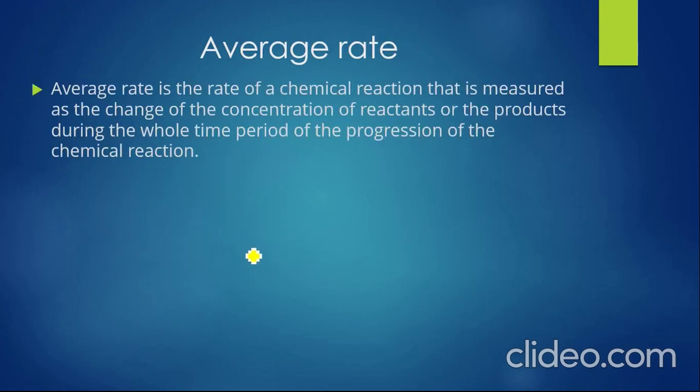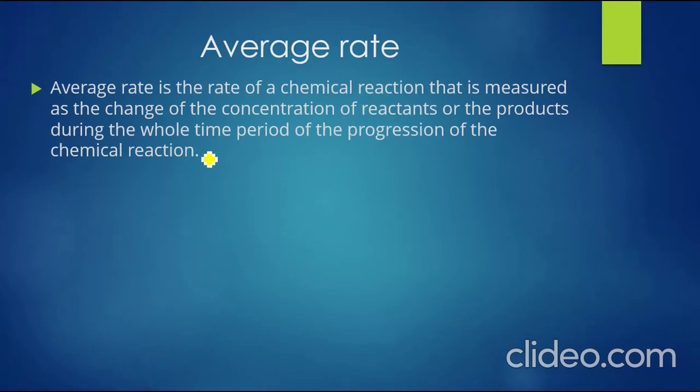So what's an average rate? The average rate is the rate of a chemical reaction that is measured as the change of the concentration of reactants or the products during the whole time period of the progression of the chemical reaction. So this one involves measuring the change of the concentration of reactants and products during the whole time period, meaning where it's starting and where it's ending. It involves the initial concentrations of the reactants and the products, and it also involves the initial time and the final time. So you need to take note of that.